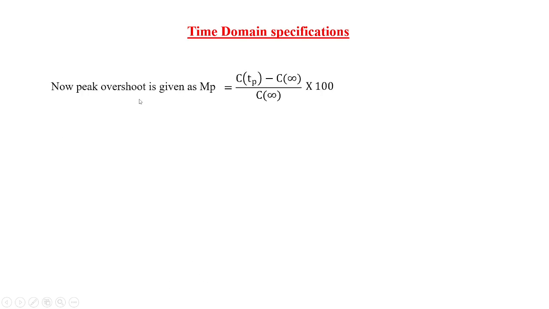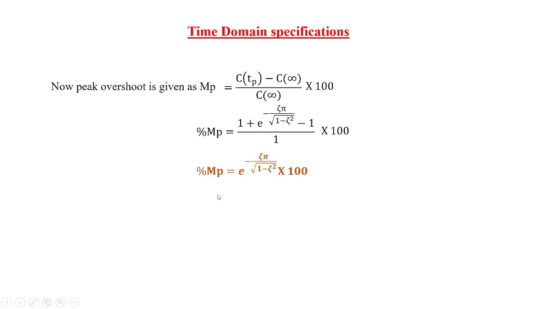Now when you take the maximum overshoot formula and substitute the value of tp and C of infinity, we are going to get maximum overshoot value equal to e to the power of minus zeta pi by under root of 1 minus zeta square, multiplied the whole term with 100. So this stands as the expression for maximum overshoot.